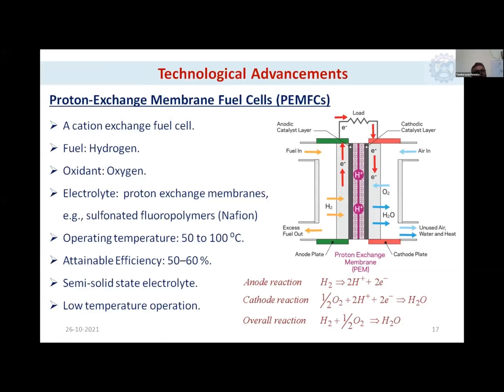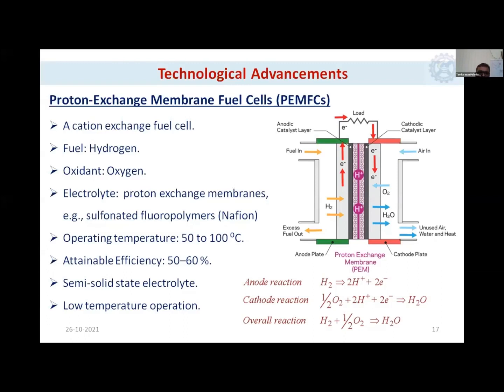The advantage side is platinum is the ideal catalyst, and it has a very good chemical stability, and the use of platinum is also very less. Particularly we use less than 0.25 milligram per centimeter square for cathode, and with the better engineering, you can use 0.05 milligram per centimeter square for the anode.